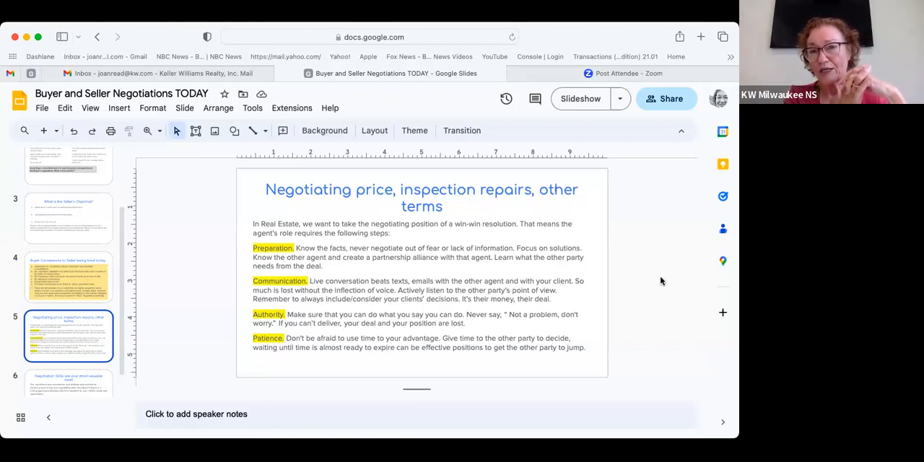It's best to negotiate with your client face to face, to review the offer, to review the amendments face to face, even though I know we are not so much a face to face society anymore. But negotiation is so important, and that's why this has to be done with live communication and live conversation. It says actively listen to the other party's point of view. Don't try to argue it, listen to it. And remember to always include or consider your client's decisions.